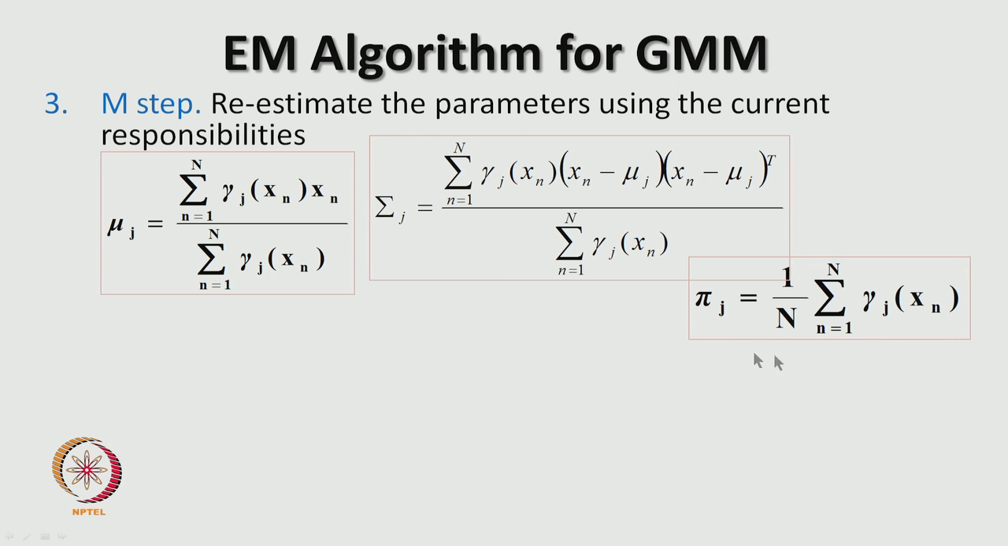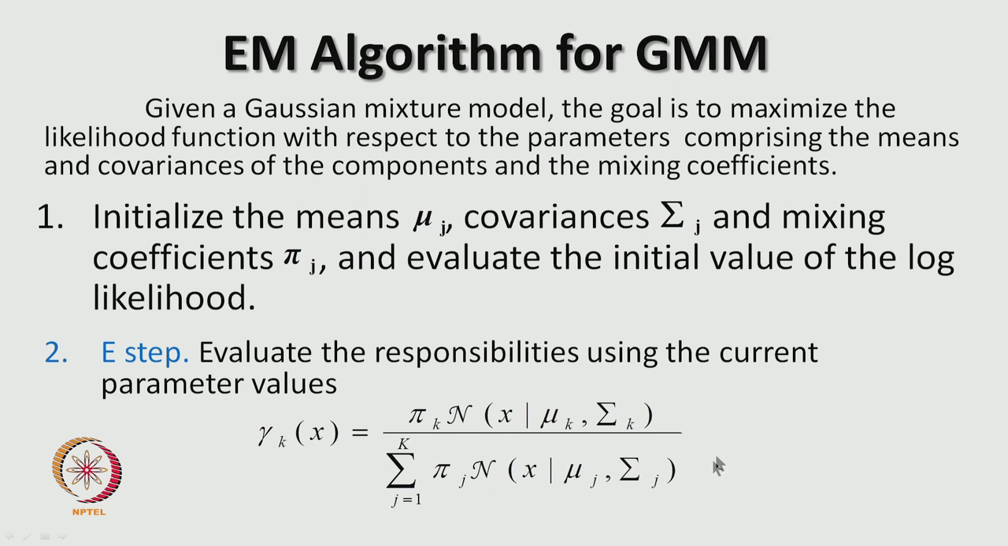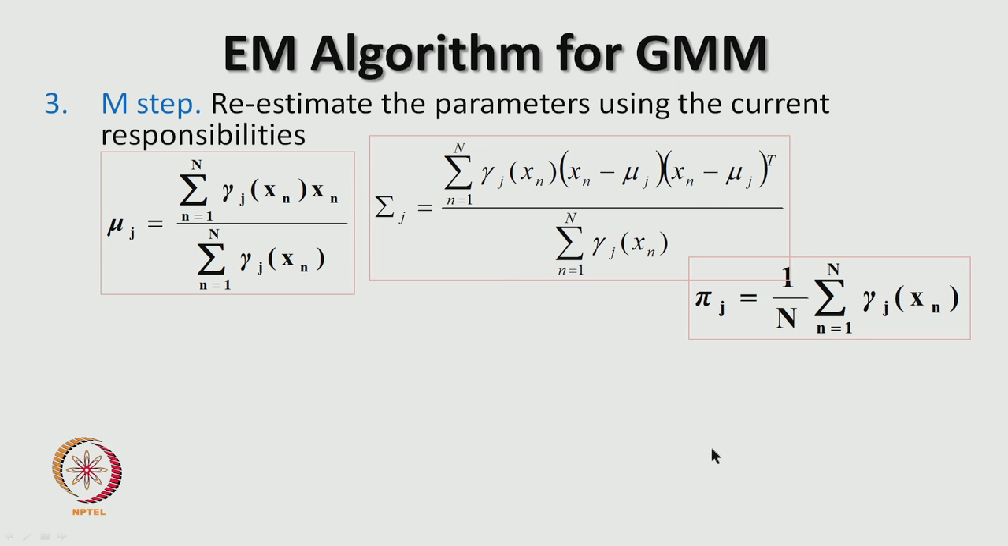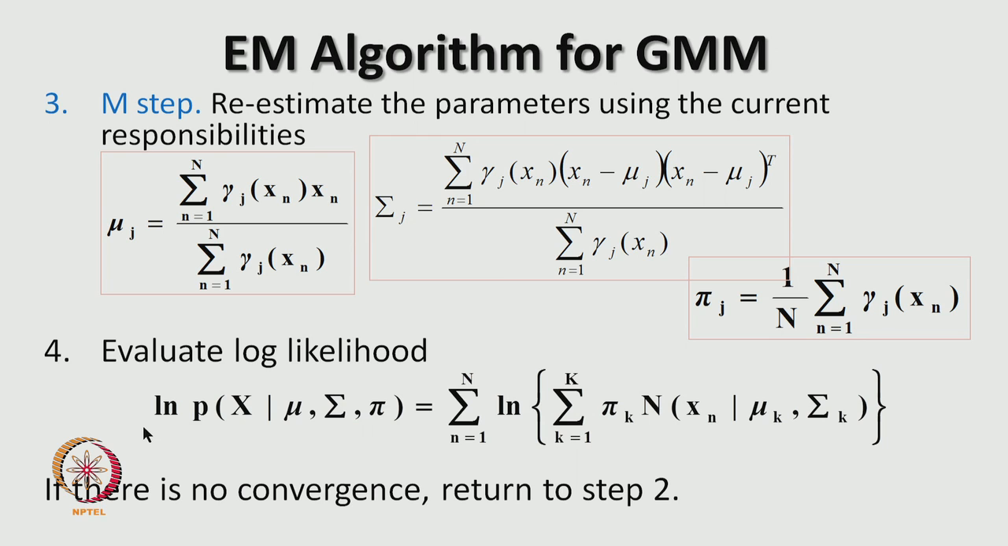Correspondingly, you can see the three expressions here: the mixing coefficients, the covariance and the mean. They are all computed using the data sample points and the latent variable, which uses the normal distribution expressions as given here for the E step. Then what you do? Obtain the Gaussian mixtures using the parameters estimated in step number 3 to have your GMM.